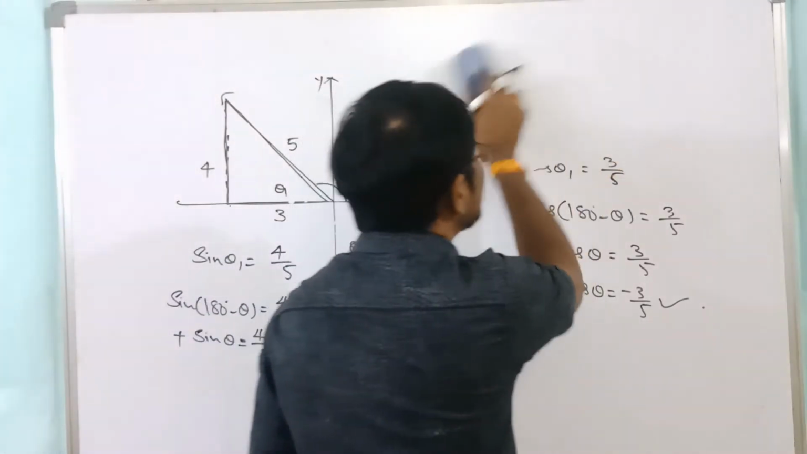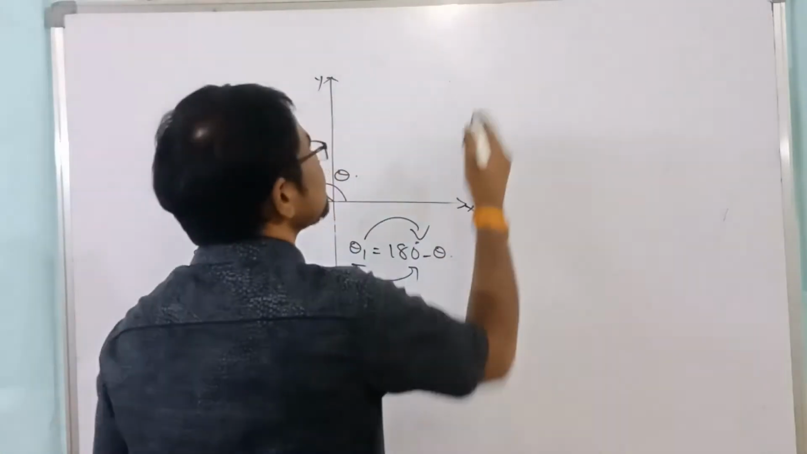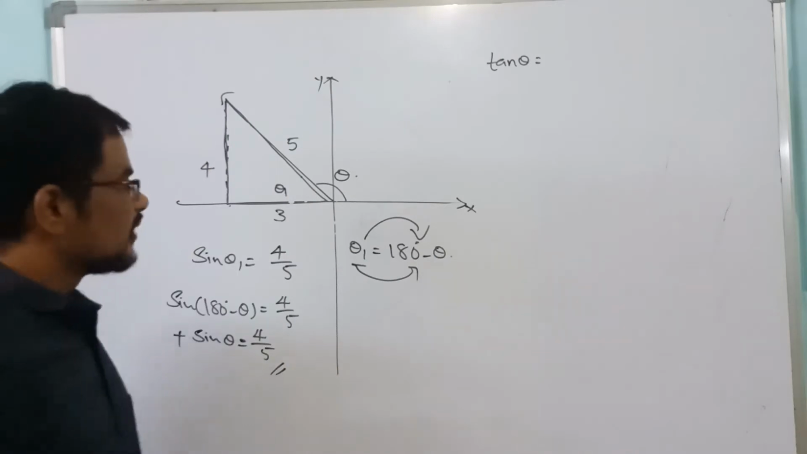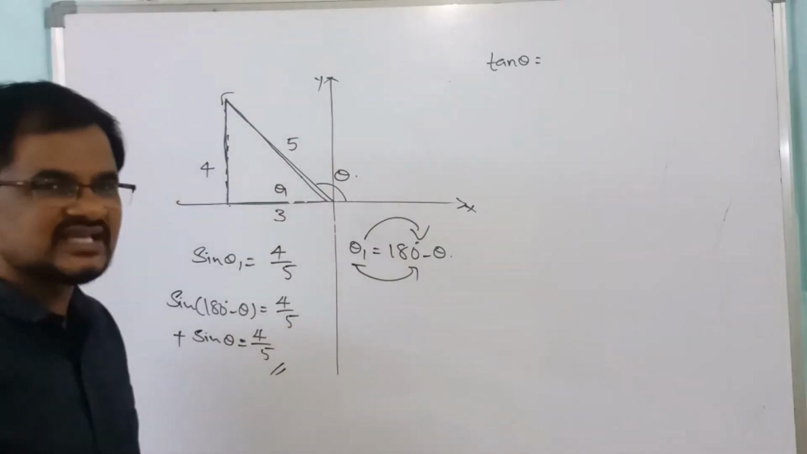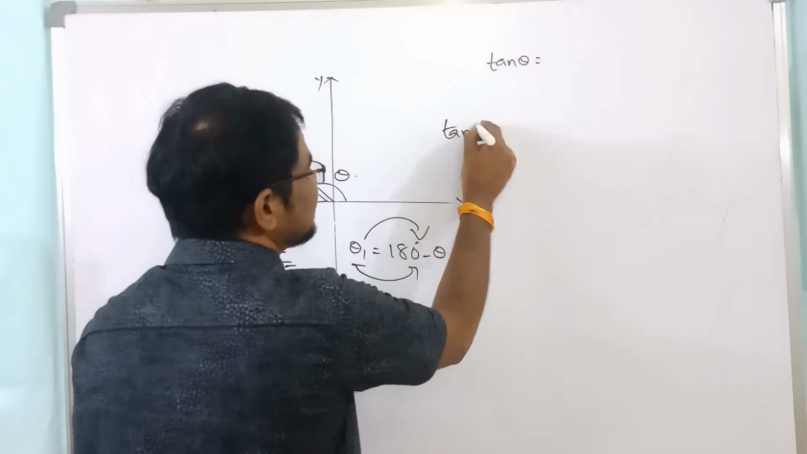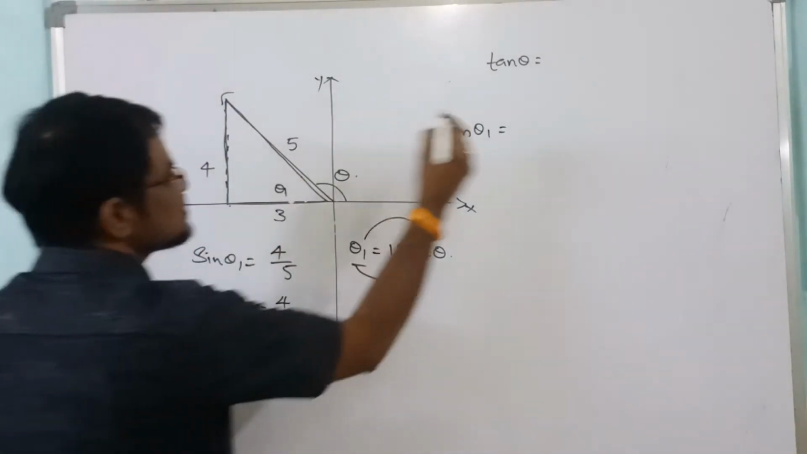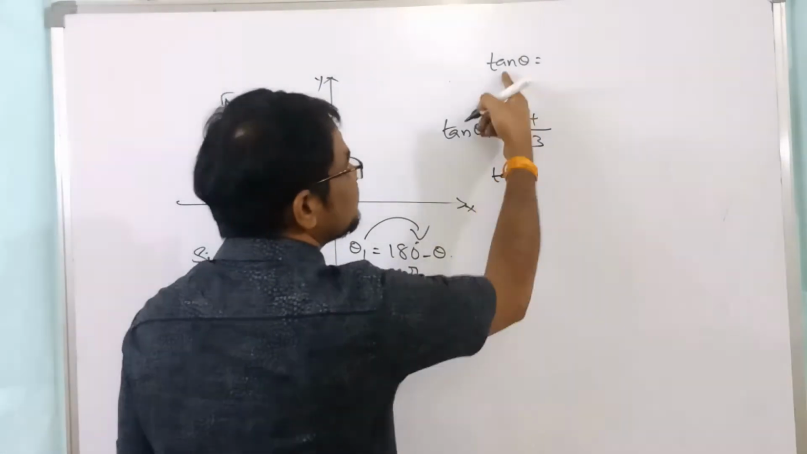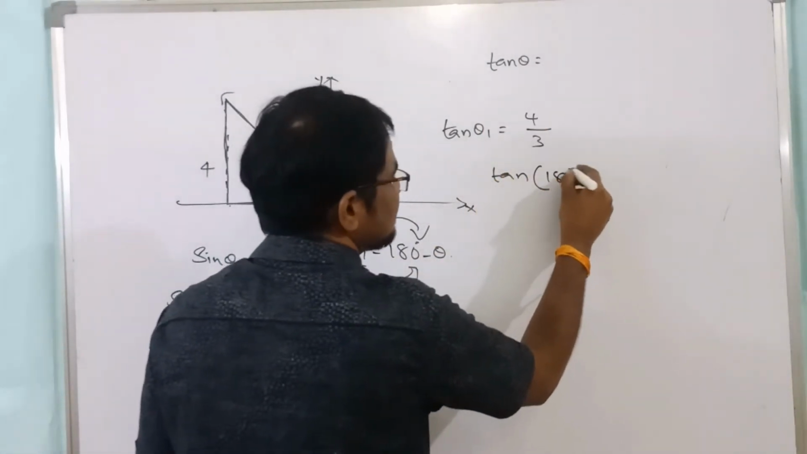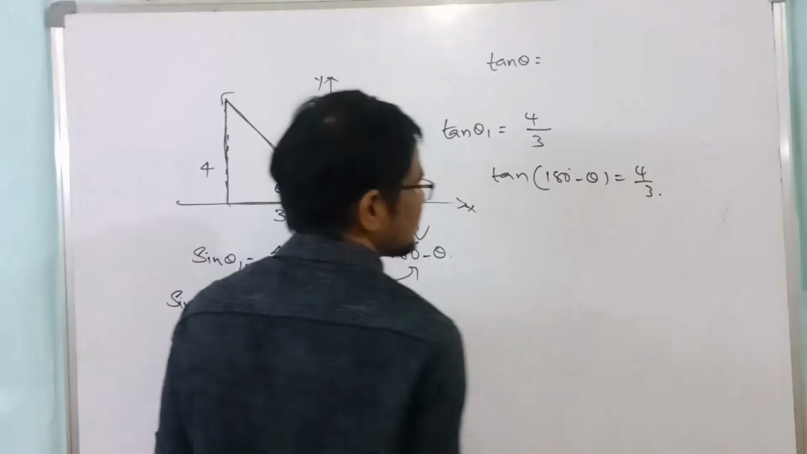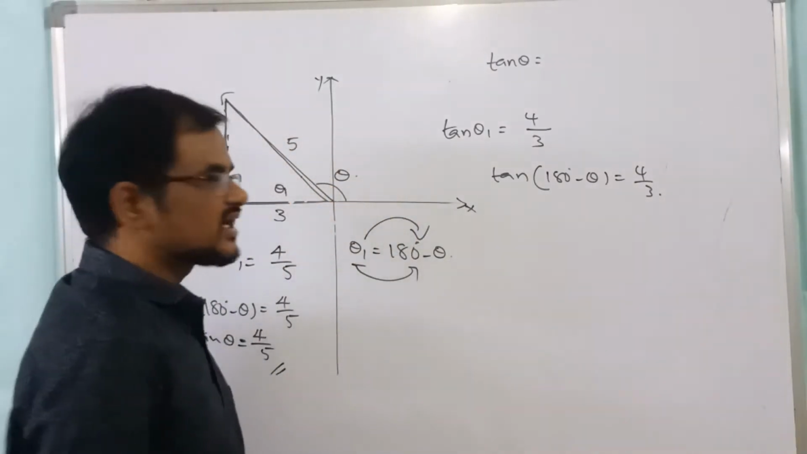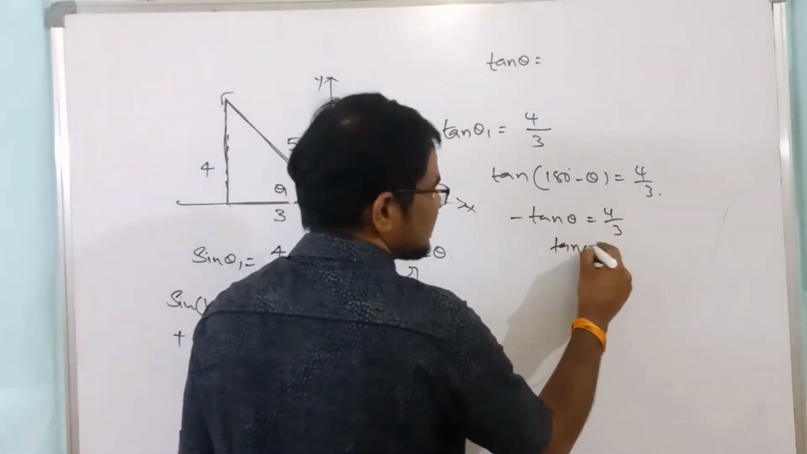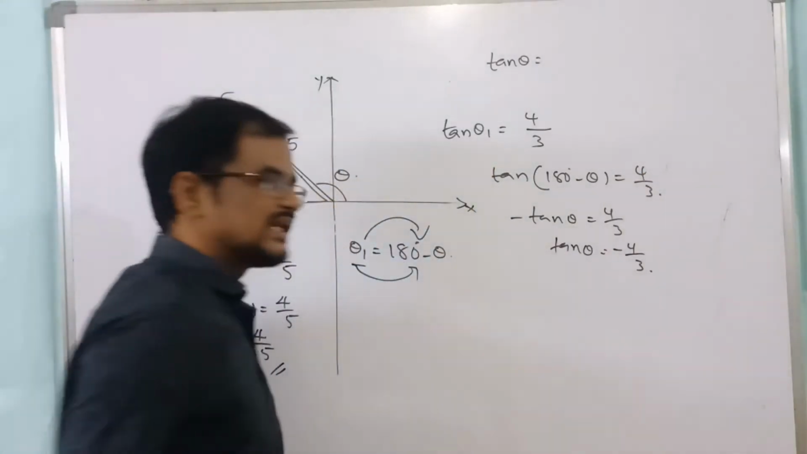Now suppose tan theta you want. How to find tan theta? Before that we have to take the reference angle. So for the reference angle, tan theta 1, opposite side is 4 and adjacent side is 3. So tan of 180 minus theta is equal to 4 by 3. 180 minus theta, second quadrant tan is negative, so minus tan theta equal to 4 by 3. So tan theta equal to minus 4 by 3, like this.